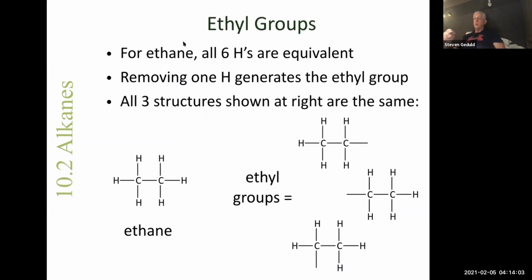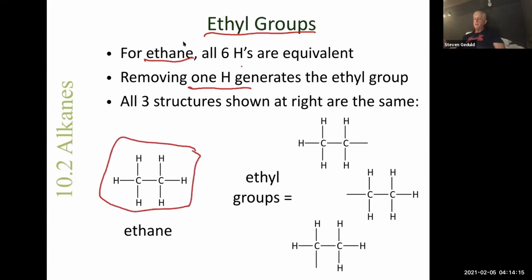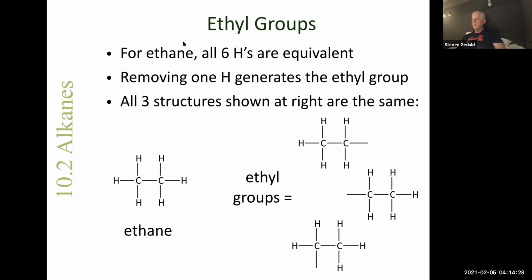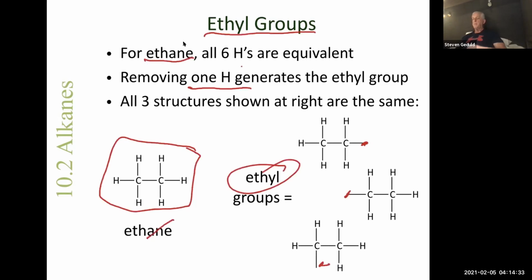Okay. Ethyl groups. Ethyl groups have 2 carbons. So for ethane, all 6 hydrogens are equivalent. We remove 1 hydrogen, and that generates the ethyl group. So this is ethane, 2 carbons. We drop the ANE and add YL. Okay. So we can attach here, we can attach here, or we can attach it there. Okay, because it doesn't matter which hydrogen we drop. We're attaching 2 carbons to that chain.